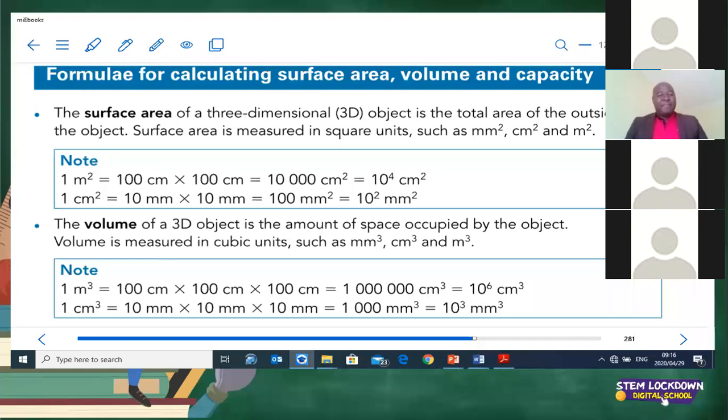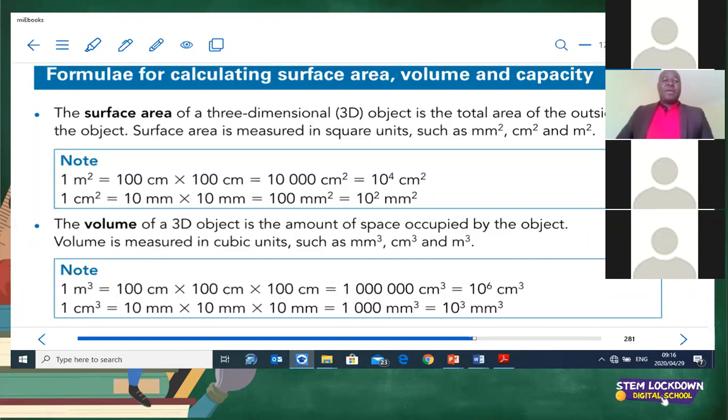Now, remember, as we have said, that the surface area of any 3-dimensional object is the total area of all the faces of the object. So you add all the areas. You take the object and you look at each and every face, then you calculate the area of that face. And if you add them together, they will give you the surface area of a three-dimensional object or a 3D object.